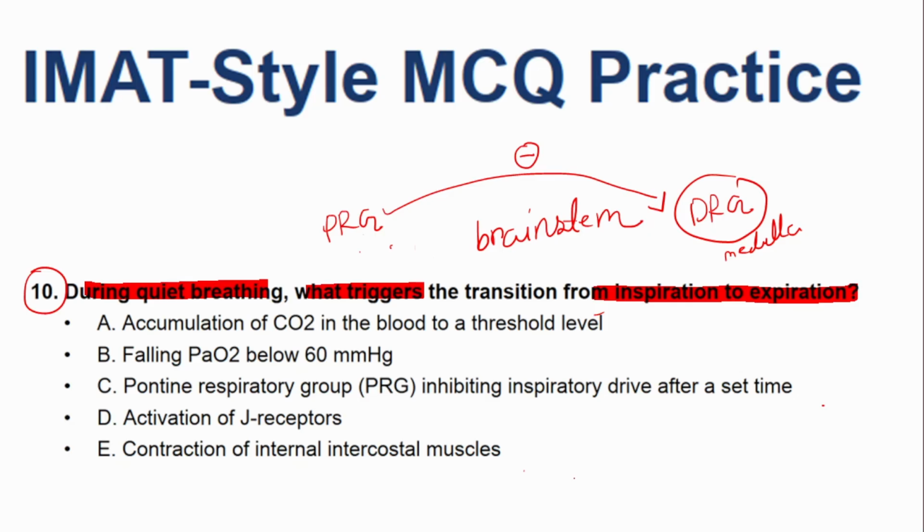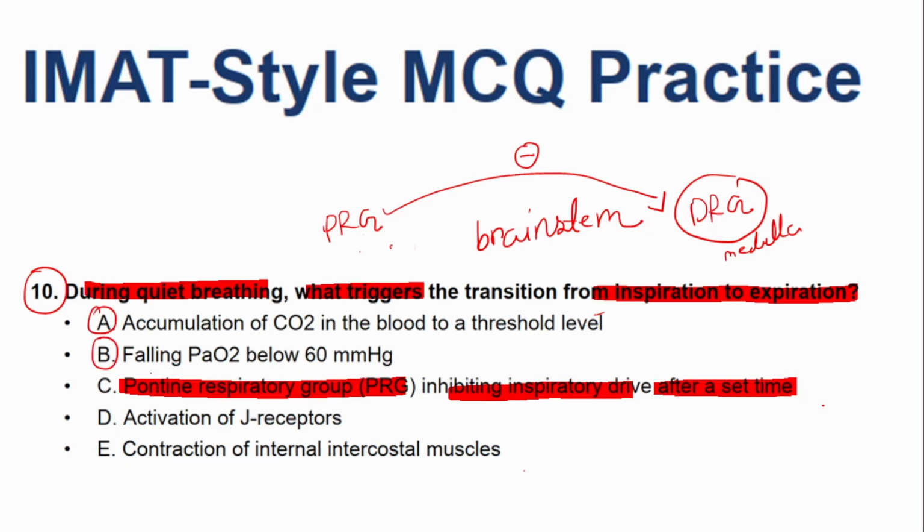Therefore, option C is our correct answer, which reads pontine respiratory group inhibiting respiratory drive after a set time. Other options don't fit quiet breathing control. Chemical factors like rising carbon dioxide or falling oxygen levels, option A and option B, regulate the overall rate and depth of breathing over time, but they don't trigger the immediate breath-by-breath switch. J receptors in option D are sensory receptors in the alveolar walls that respond to injury or pulmonary edema. Finally, option E is incorrect because quiet expiration is entirely passive, meaning the internal intercostal muscles do not contract.